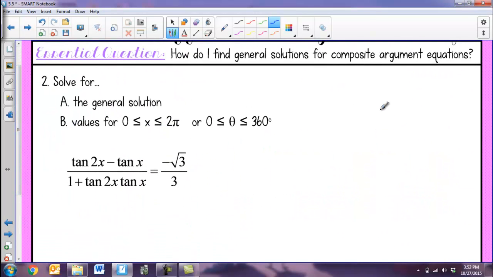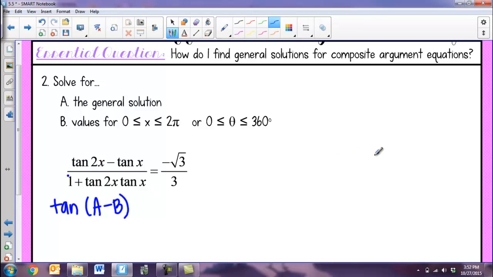Okay, so we have tangent of 2x minus tan of x all over 1 plus tan 2x, tan of x equals negative root 3 over 3. So this looks crazy. But if you look at your formula chart and look at the composite argument thing, you're going to notice that this looks very much like the tangent of a minus b formula. And that's why we like our formula chart.